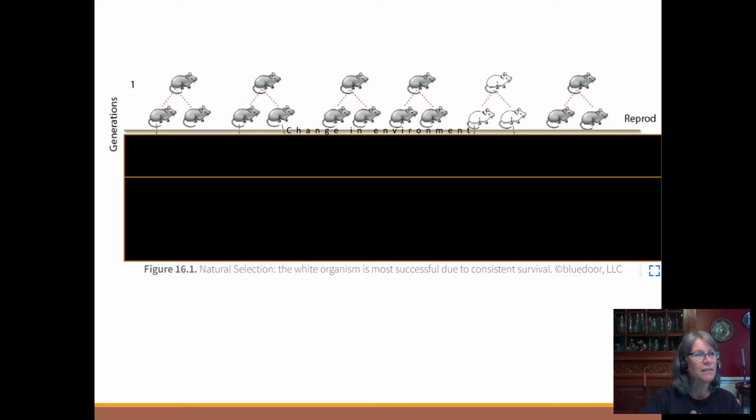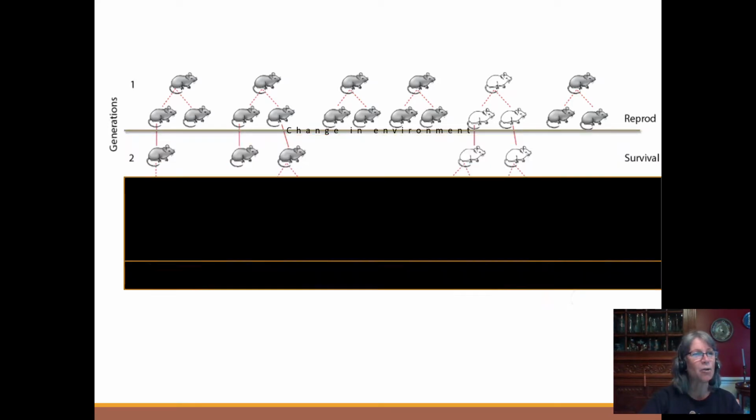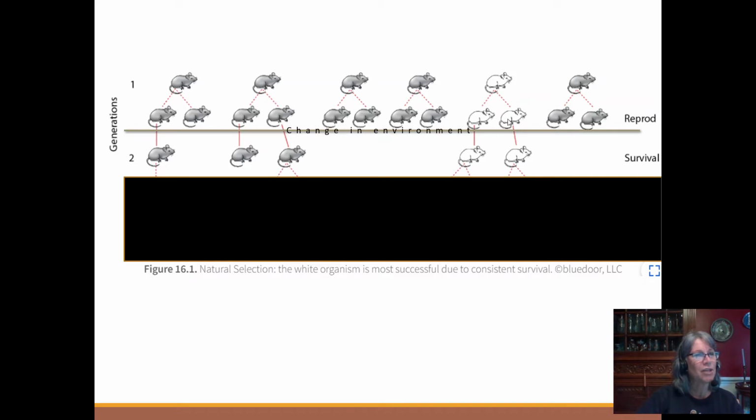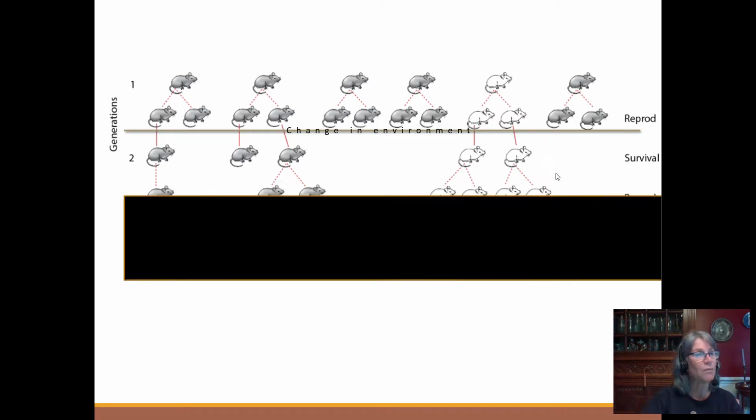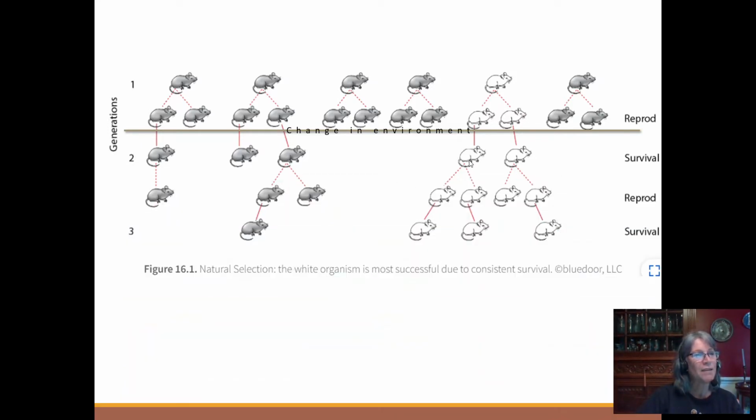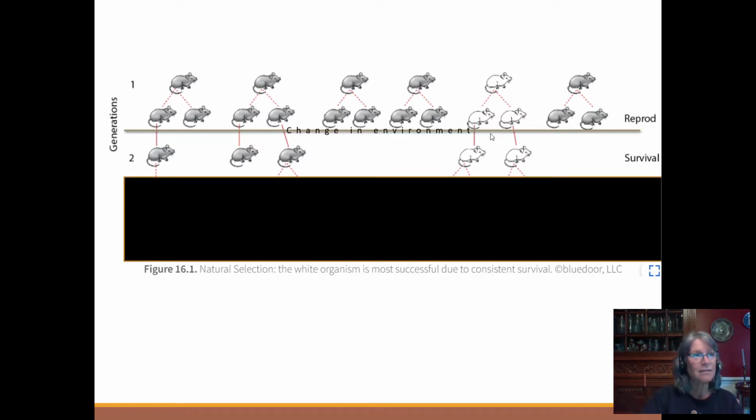Then something happens. There's some change in the environment, and we see in the next generation, well, the white organisms are still able to reproduce, but these gray ones, not quite as successfully. So those that survived this change in the environment can go on to a subsequent generation that will be able to reproduce. And because there was a disproportionate number of white individuals surviving, so here we went from 2 out of 12 to 2 out of 5.